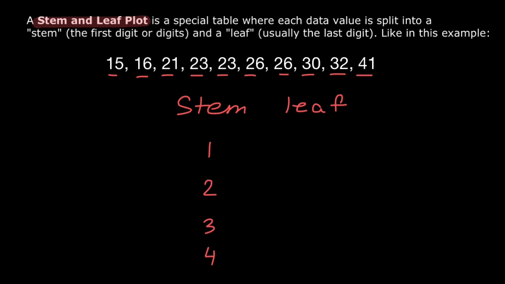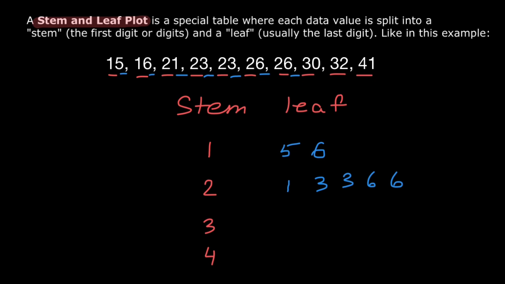And now take a look. 15 consists of 1 and 5. 1 we already put in stem, so we put 5 here. Then goes 16, which consists of 1, which we already put in a stem, and 6. So we put 6 here. Then go 21. We already put 2 in the stem, so we put 1 in the leaf. Then go 23. We put 3 here. Another 23. We put 3 here. And 26. We put 6 here. Another 26. We put 6 here.